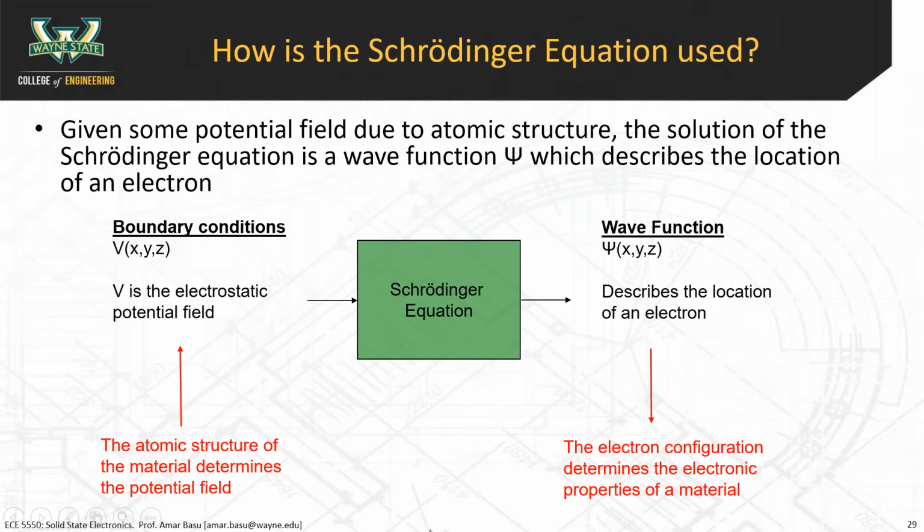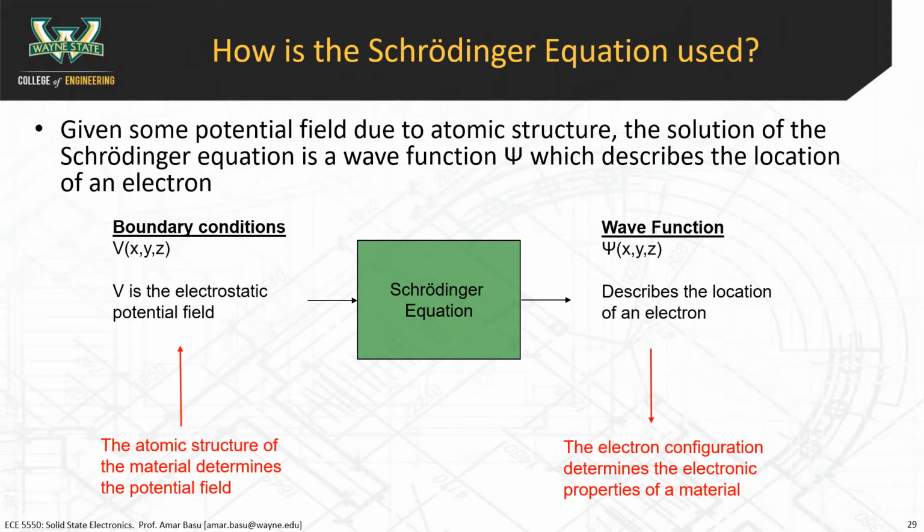Okay, so getting back to this, we have this boundary condition. The boundary condition goes into the Schrodinger equation. The Schrodinger equation is a differential equation, so you need boundary conditions to solve it. And the solution is a wave function, psi of x, y, and z. It helps describe the location of an electron. It describes the energies of the electron. And that is the electronic configuration of your system.